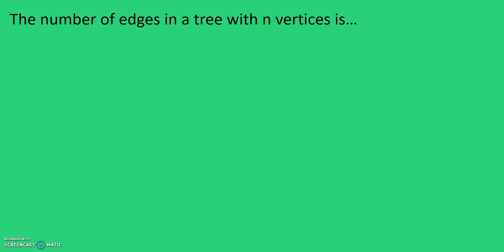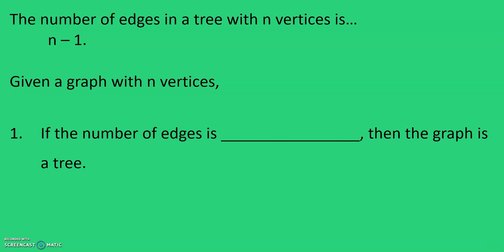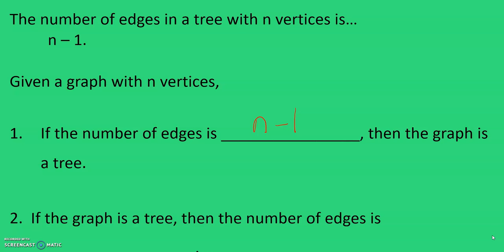The number of edges in a tree with n vertices is n minus 1. Given a graph with n vertices, if the number of edges is n minus 1, then the graph is a tree. If the graph is a tree, then the number of edges is n minus 1. So if it's a tree, it has n vertices, n minus 1 edges.